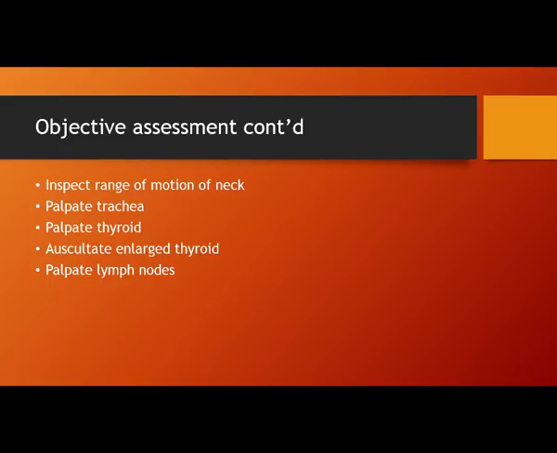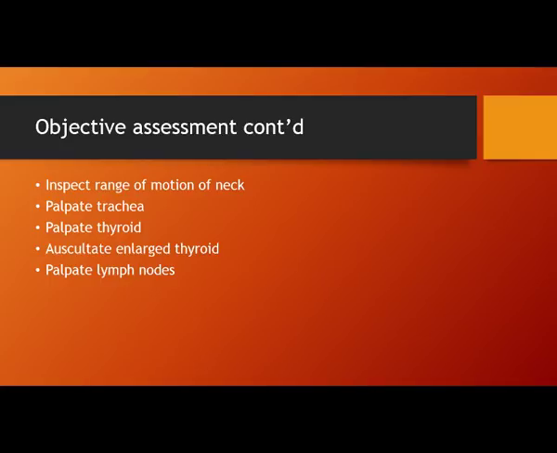Then palpate the trachea and then palpate the thyroid. You palpate the trachea from the front, then you get behind the person to palpate the thyroid. Most of the time you won't feel a thyroid. Sometimes you will. If the thyroid is enlarged, then you'd auscultate and see if you hear a bruit there.